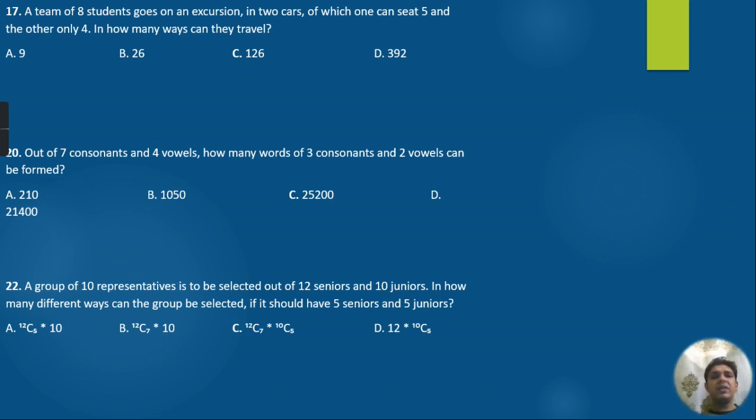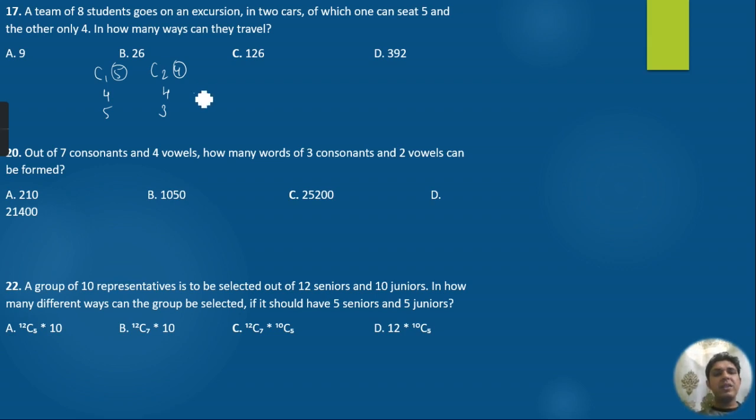So students, if we come to this question, two cars of capacity 5 and 4, right? 8 students have to go, so what can be the case? Either 4 here or 4 here, or the other case can be either 5 here or 3 here, right? And we have to select out of 8, not out of 5, because 5 and 4 are the capacity respectively.